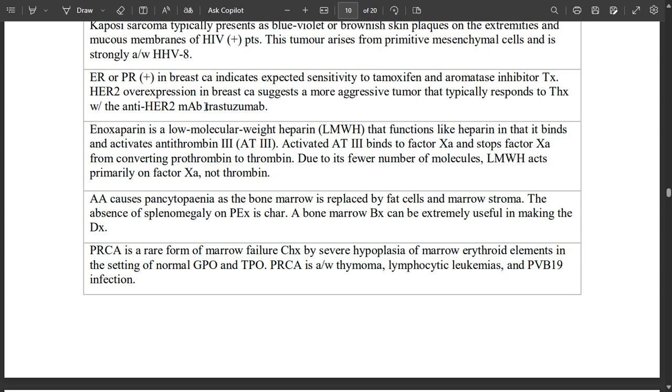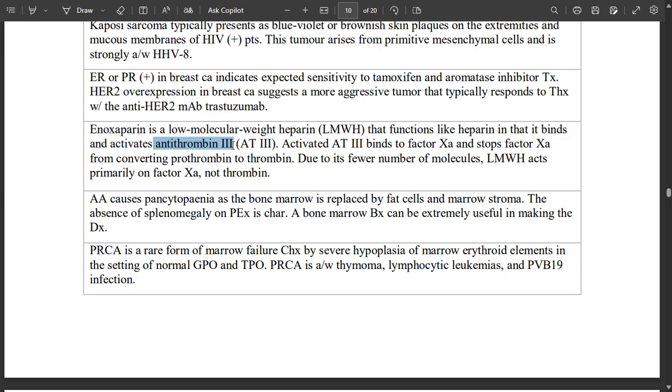Okay, enoxaparin. Enoxaparin is a low molecular weight heparin that functions like heparin in that it binds and activates antithrombin 3. So it directly activates antithrombin 3. Enoxaparin is similar to heparin, meaning a blood thinning medication. So it activates antithrombin 3.